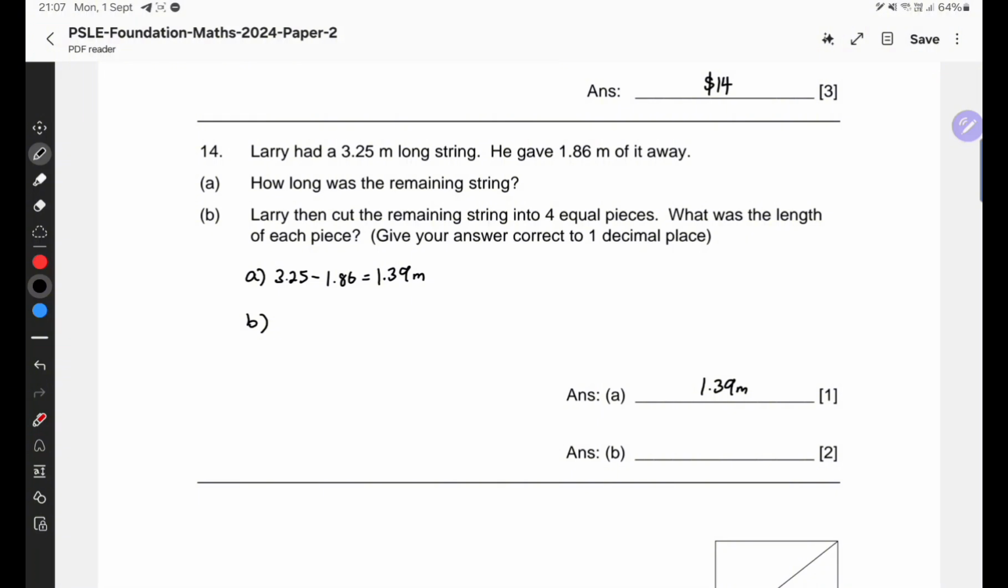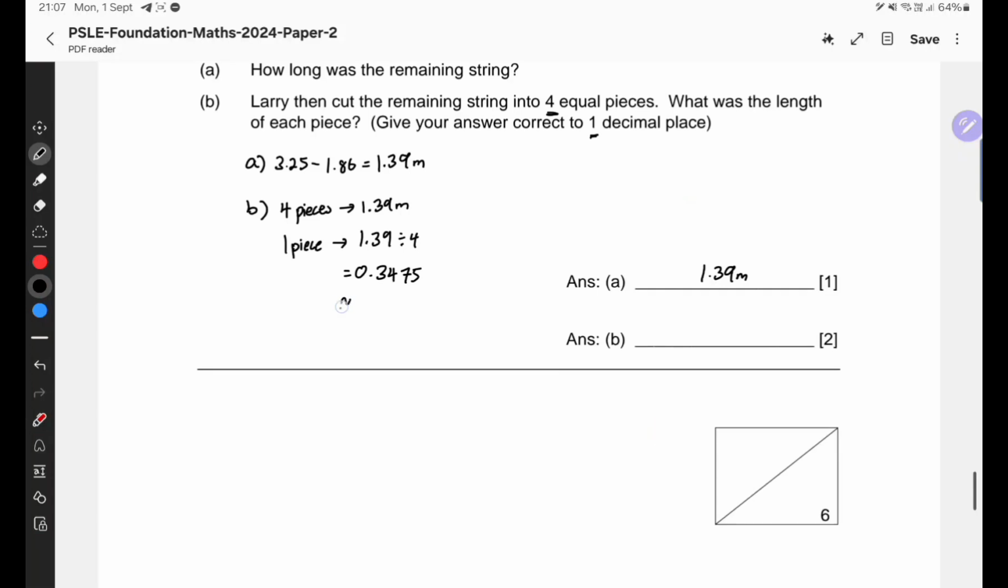For part B, Larry then cut the remaining string into 4 equal pieces. What was the length of each piece? So 4 pieces is 1.39 meter. 1 piece is 1.39 divided by 4, which will give us 0.3475. Okay, but the question tells us to round it off to 1 decimal place.